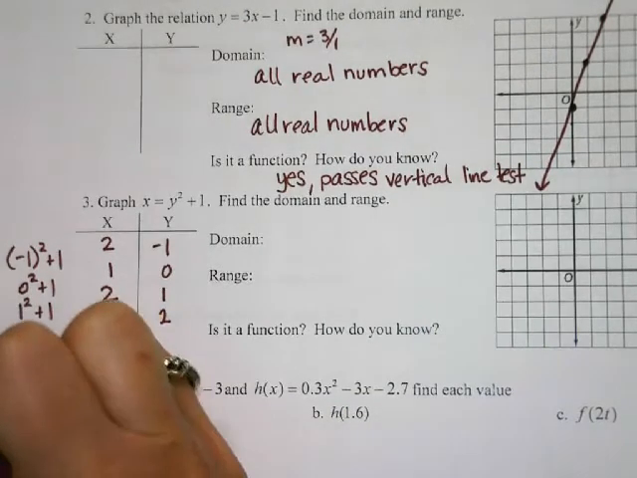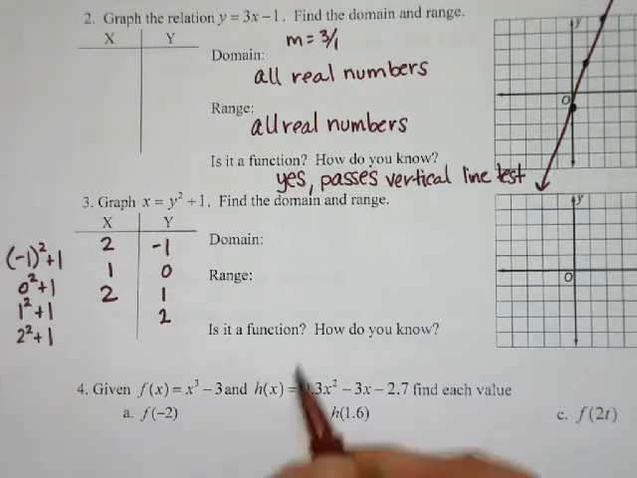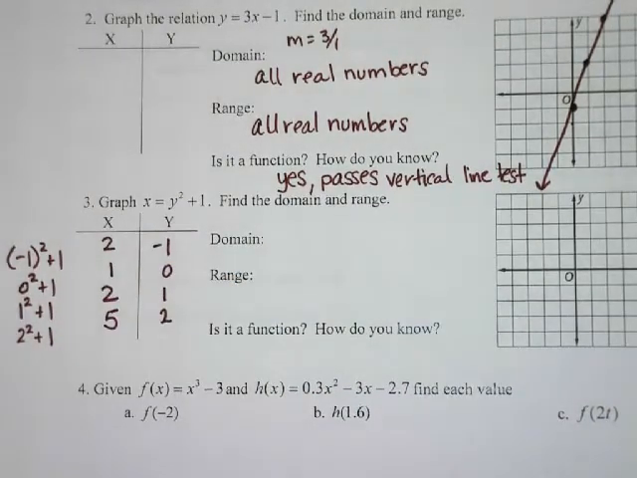How about 2? 2 squared plus 1 is 5, right? 4 plus 1 is 5. Okay, what do you notice before we even graph this guy? 2's on there twice, right? We have an x that repeats. So is this guy going to be a function when we graph it? No, he's certainly not. Okay, let's see what happens.